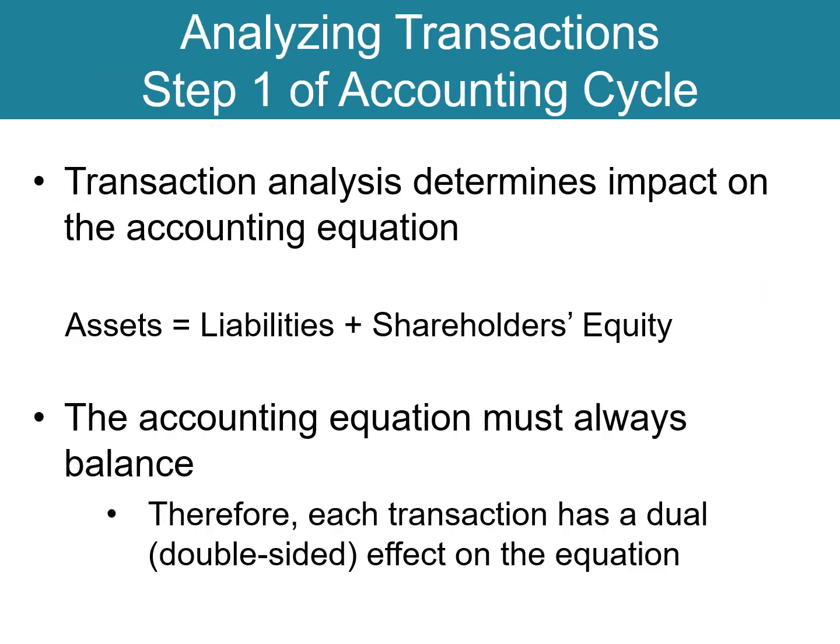Transaction analysis determines impact on the accounting equation. So here we have the basic accounting equation, which is assets equal liabilities plus shareholders' equity. Note that the accounting equation must always balance. Therefore, each transaction has a dual or double-sided effect on the equation.